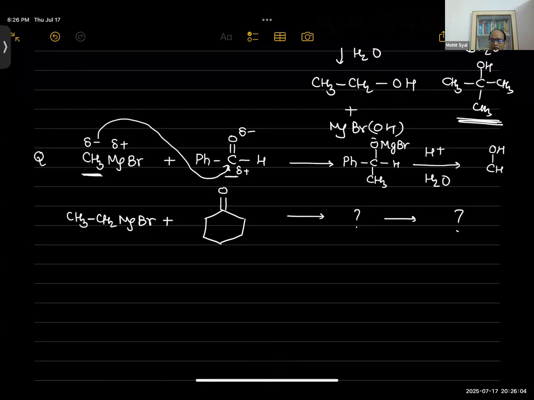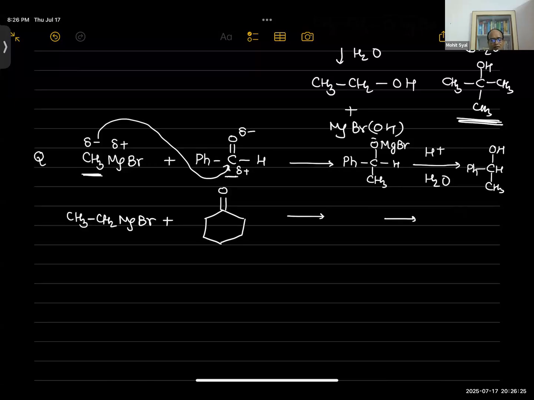What type of alcohol we got? Is it the primary alcohol, secondary alcohol, or a tertiary alcohol? Quickly tell me. The secondary. Yeah, secondary alcohol. So this is an aldehyde. So we ended up with secondary alcohol.